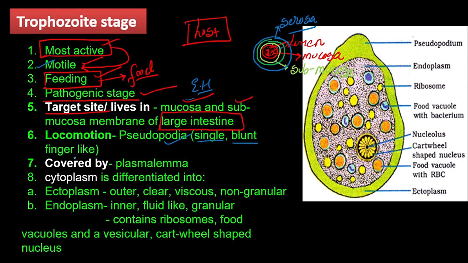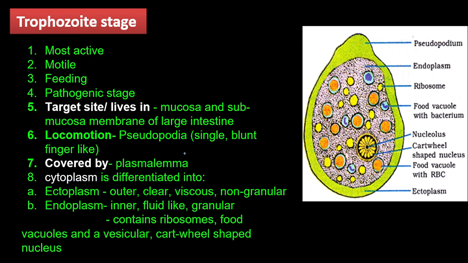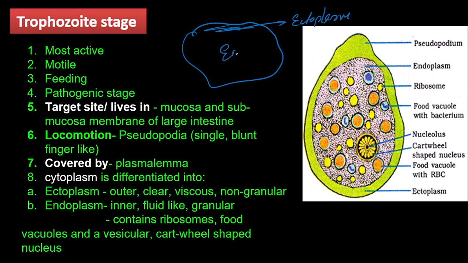How is the pseudopodia? It is single blunt finger-like structure. It is covered by plasmolemma. What is plasmolemma? It is nothing but the plasma membrane. Cytoplasm is differentiated into two. One is your ectoplasm, other one is your endoplasm. Now if you remember in amoeba, we have already studied about the cytoplasm. In amoeba, this outer cytoplasm we call it as ectoplasm. Inner one we call it as endoplasm. Same thing over here.